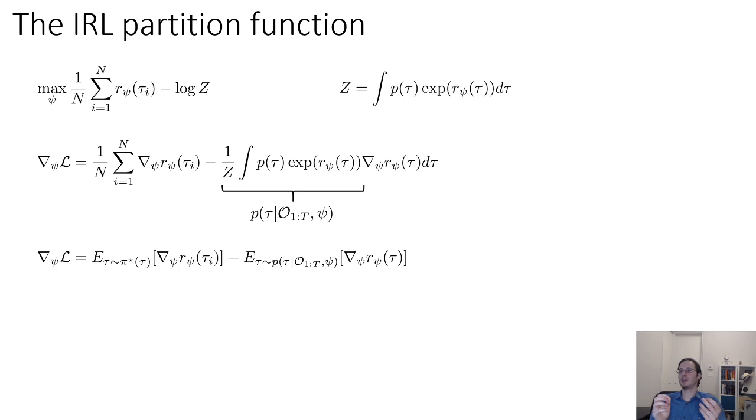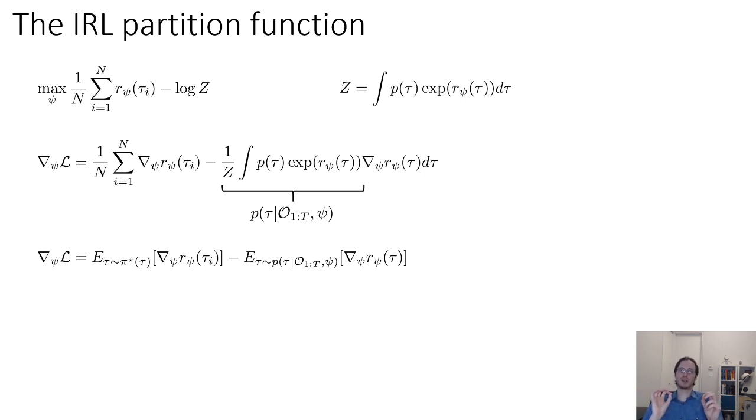Your gradient is just the difference between the expected value of the gradient under the expert's policy minus the expected value of the gradient under your current reward. Note that p of tau given O1 through t comma psi is simply the distribution over trajectories that are softly optimal with respect to r psi. So this might immediately suggest an appealing algorithmic approach.